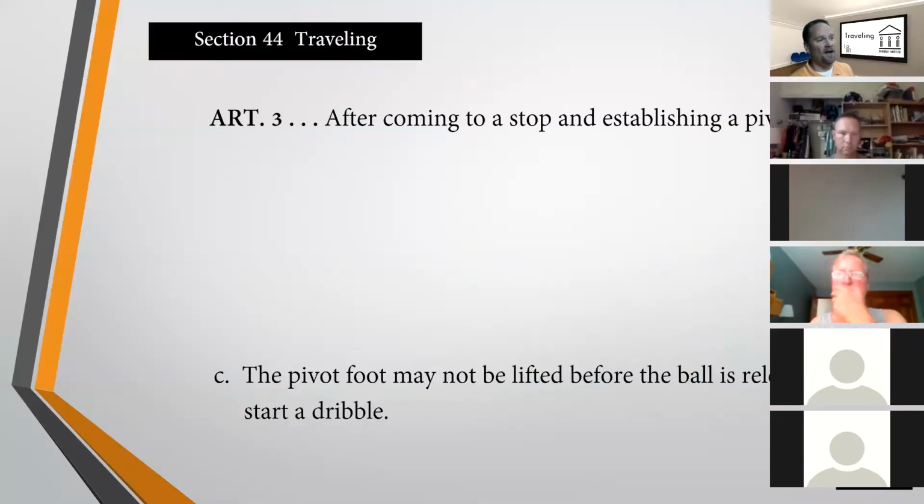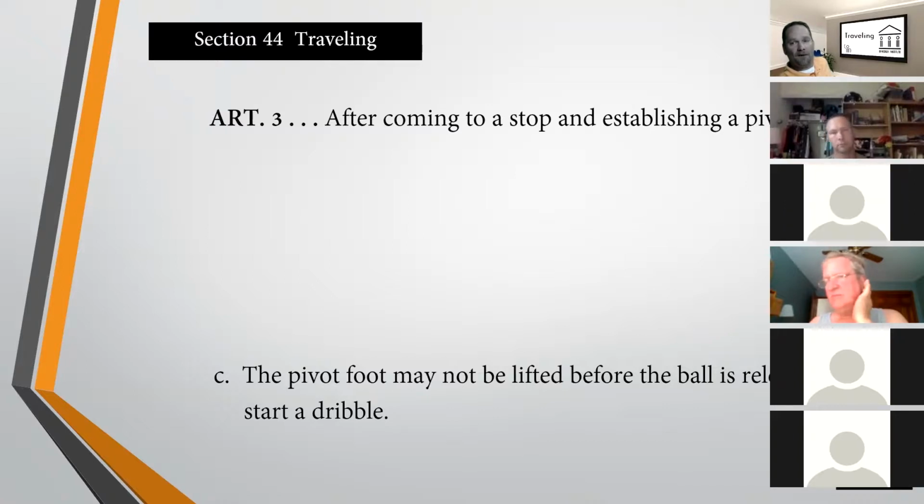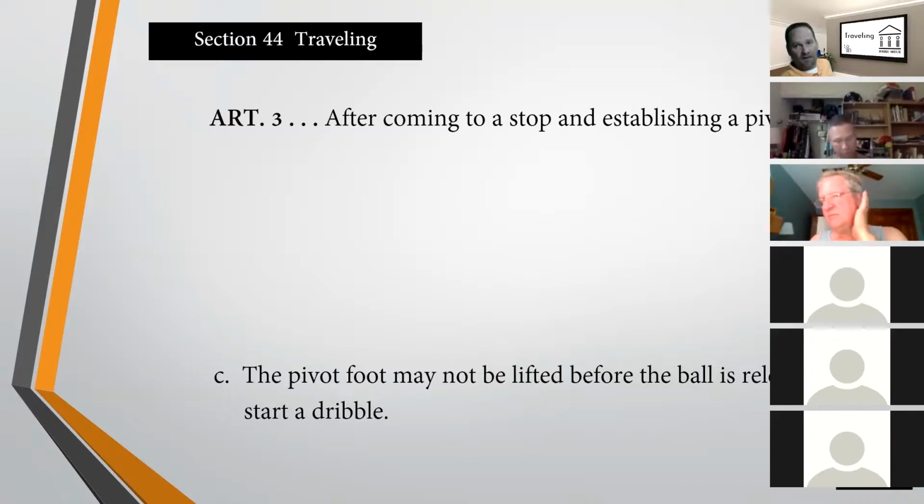One more. All right, we saw that one. Last part, after coming to a stop. Again, the pivot foot may not be lifted before the ball is released to start a dribble. So if you pick up your pivot foot, you haven't violated the rules, right? We've already established that you can pick up your pivot foot and it's not a travel. However, all you can do is pass or shoot. If you start a dribble, that is a violation.